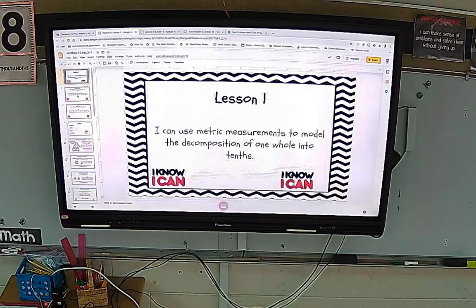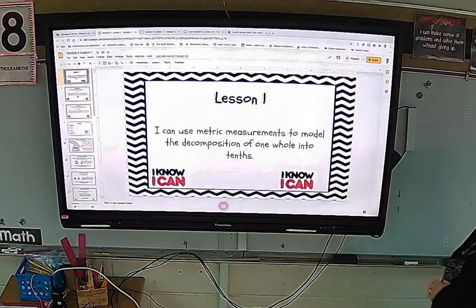I can use measurements to model the decomposition of one whole into two.